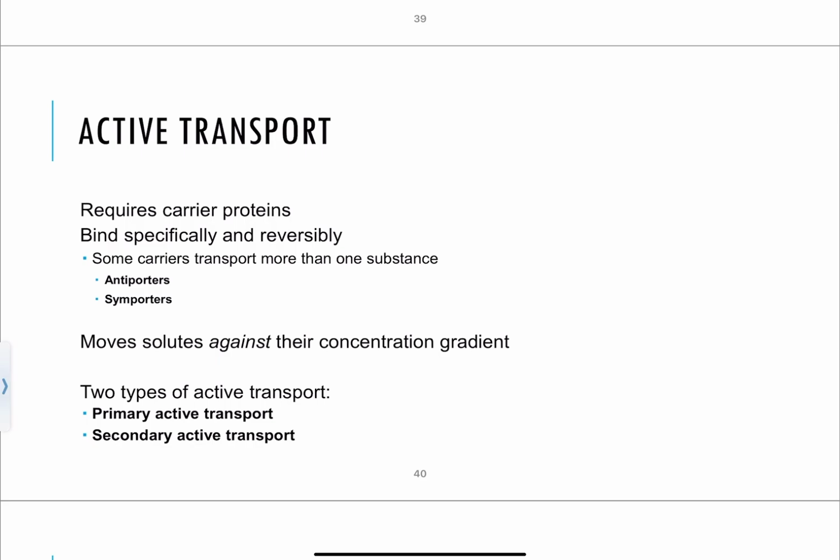So we have two types of active transport. We have primary active transport, which is going to directly hydrolyze ATP, and then we have secondary active transport, which is going to be driven by the energy that's actually stored in a concentration gradient that was created using energy to begin with. So it requires energy indirectly.